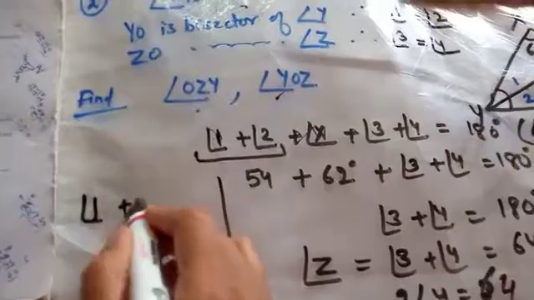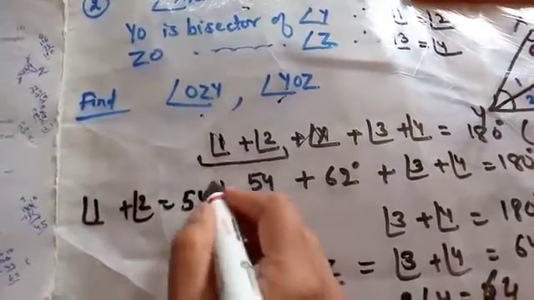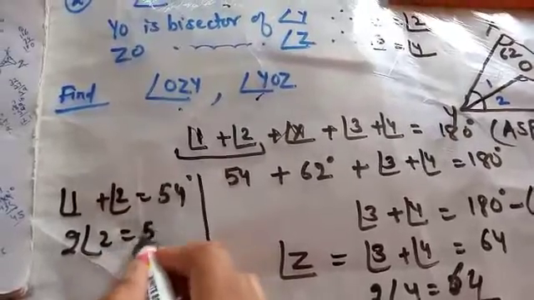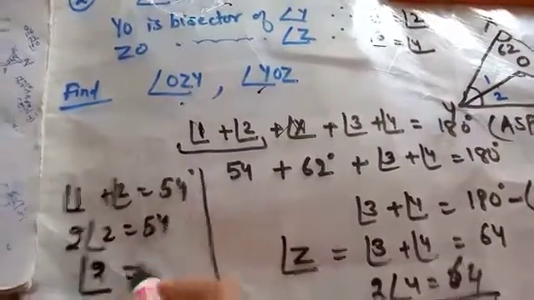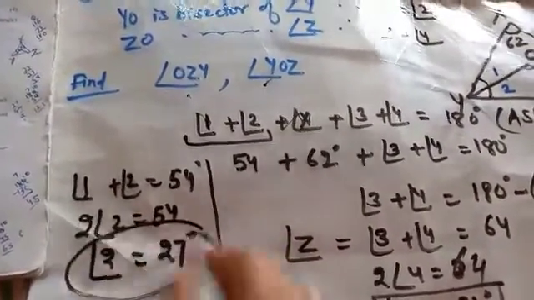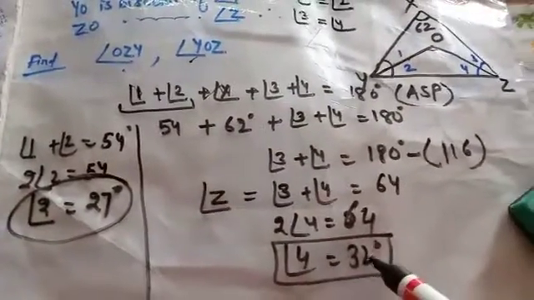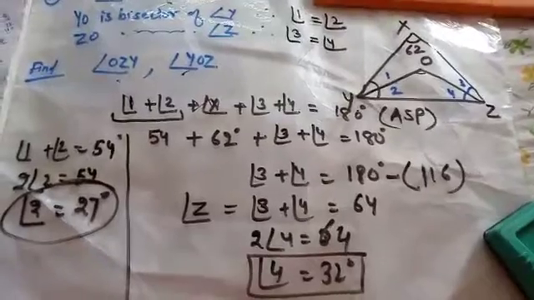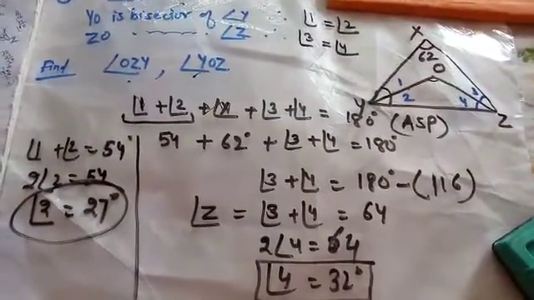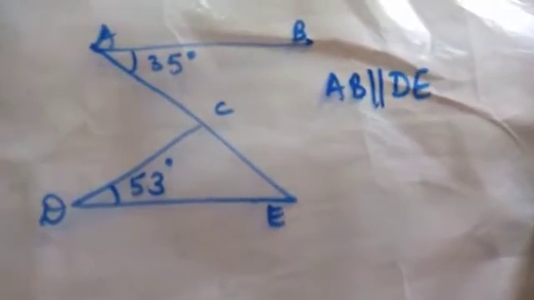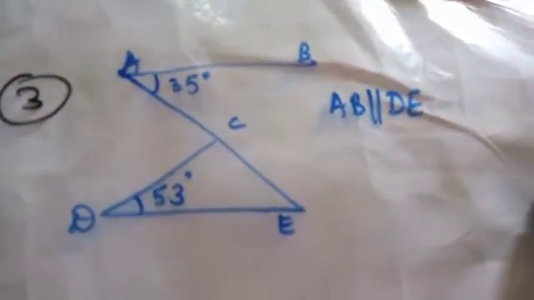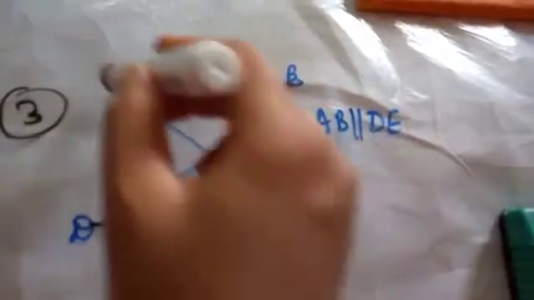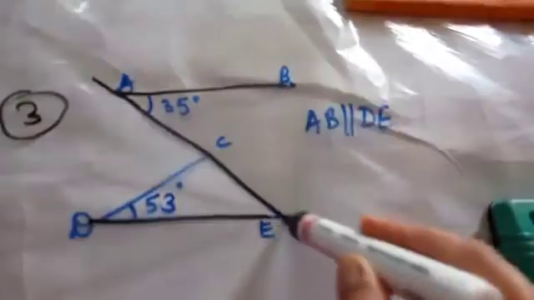Angle 1 plus angle 2 is equal to 54. Now again I am using twice of 2 is equal to 54, and twice angle 2 will be equal to 27. Now you know angle 2 is 27, angle 4 is 32. You can apply your angle sum property in the smaller triangle and get the answer for angle O. Now in this question number 3, AB is parallel to DE. So just see this carefully. This line is parallel to this line and this is your transversal, right?